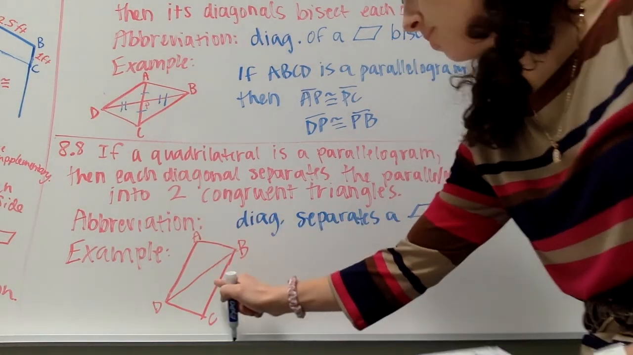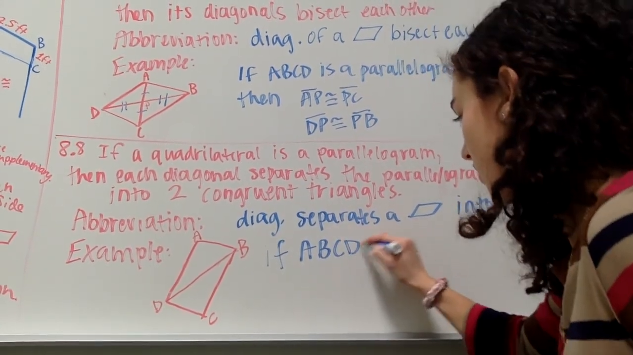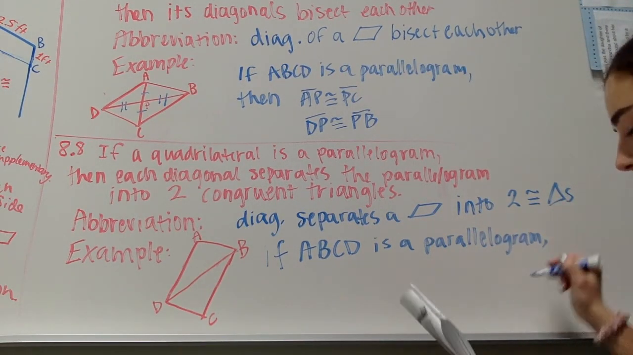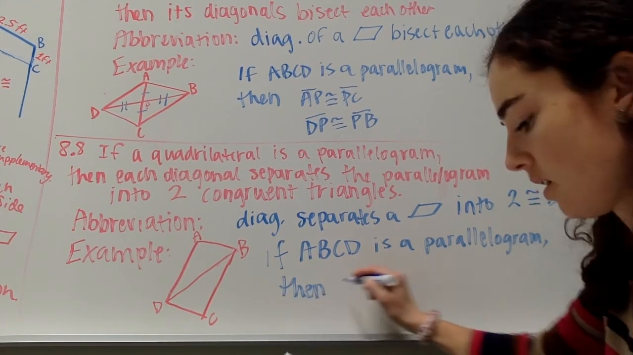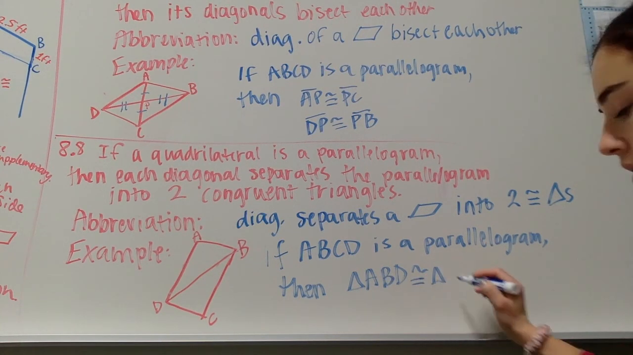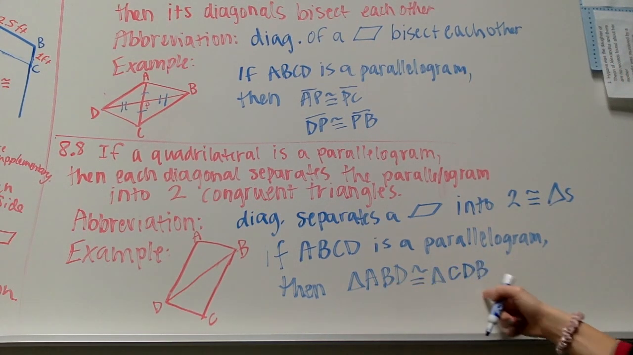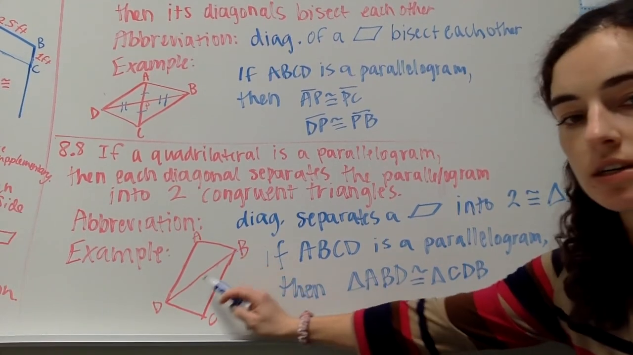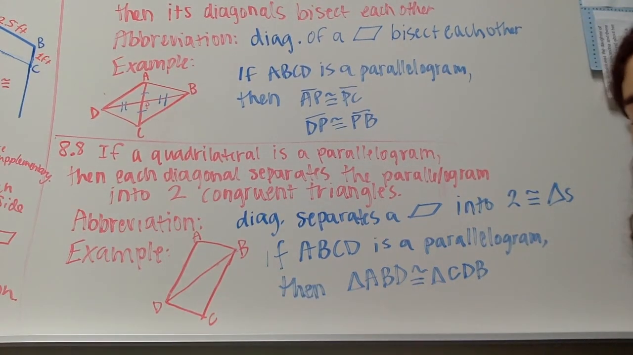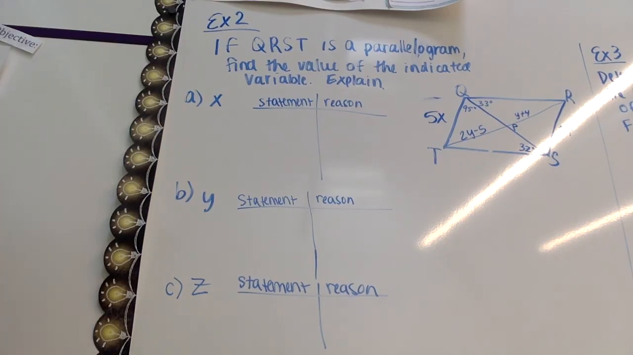All right, so here's our example. Here we draw one diagonal, and we're going to say if ABCD is a parallelogram, then you can also say that triangle ABD is congruent to triangle CDB. Remember, order matters, okay? So ABD is congruent to CDB. Okay, make sure you understand that order matters as well there.